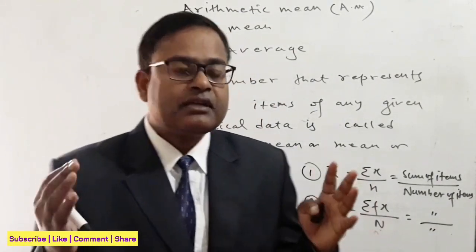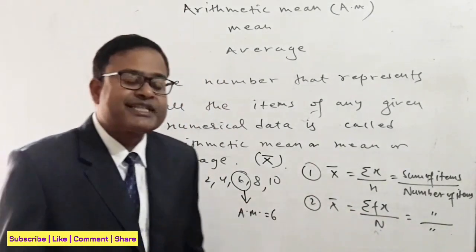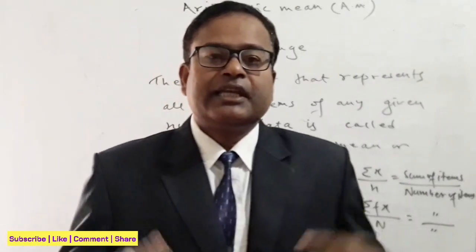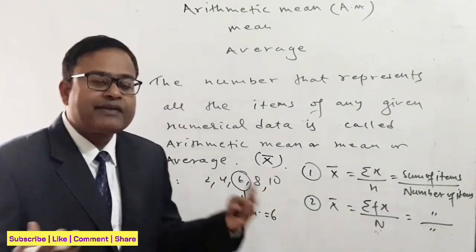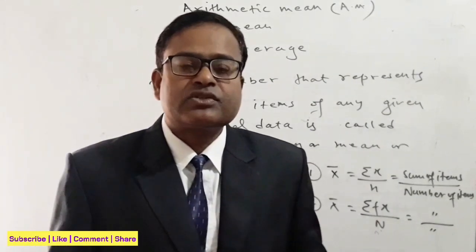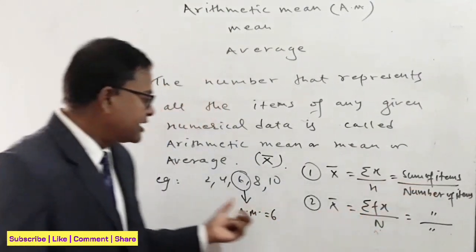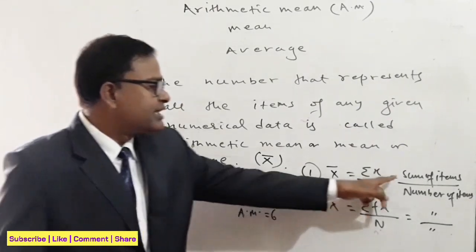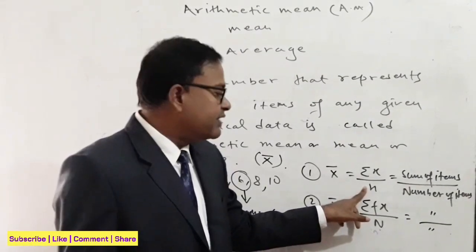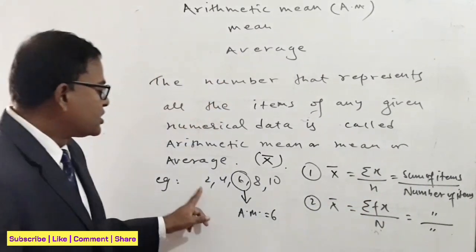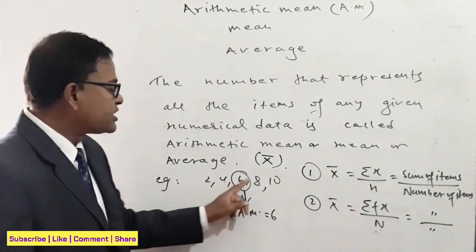So dear students, we have taken one example which is an individual series. In case of an individual series, we are simply given the items 2, 4, 6, 8, 10. There are 5 items, or 5 numbers, which are also known as the items of the given data. So first we have to take the sum of items, that means 2 plus 4 plus 6 plus 8 plus 10. At first we have to calculate summation X, that means sum of items. Then we have to divide by number of items, n. N means number of items. The number of items is 1, 2, 3, 4, 5.